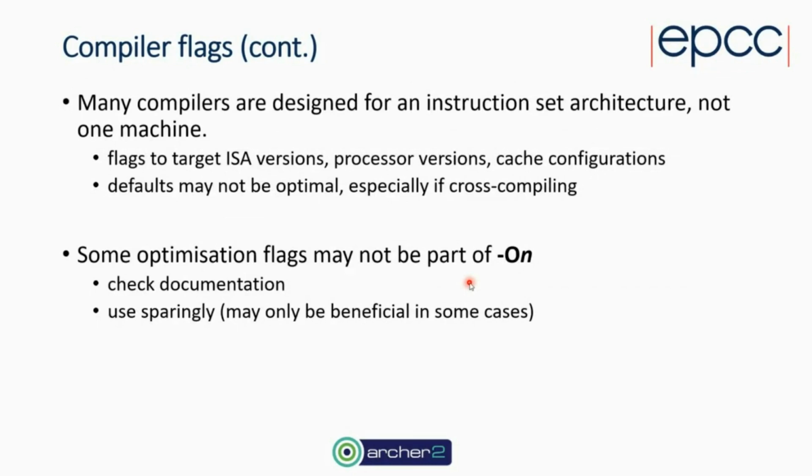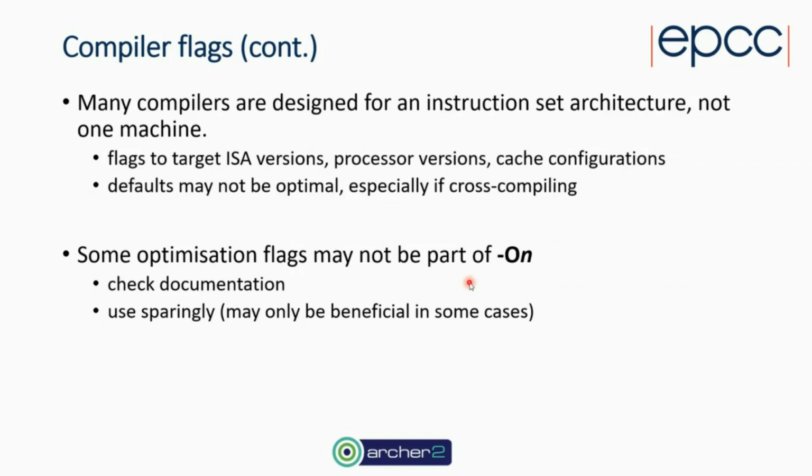Anyway, compilers are generally designed for a particular instruction set architecture and then can be tuned for particular machines. So defaults may not always be optimal, so you have to check that your compiler knows that it's compiling for the particular machine you're on. And it says here, especially if cross-compiling. Quite often on high-performance computing systems, you can compile on the login nodes and run on the compute nodes, but the login nodes might be different processors to the compute nodes. And so the compiler may think it's compiling for an Intel Sandy Bridge processor, but you're actually running on an Intel Skylake, and you get lower performance than you could. Now the Crays are nice; they're set up well for cross-compiling.